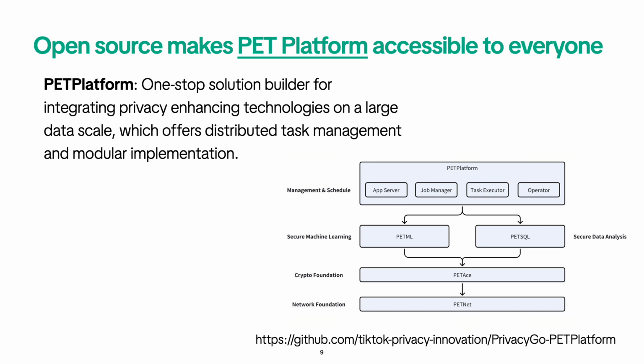The next open source project is called PET Platform, which is a one-stop solution builder for integrating privacy-enhancing technologies on large-scale datasets, and offers distributed task management and modular implementation. The whole system consists of 4 key sub-modules. First, PET Platform. PET Platform serves as the main repository of the project and is also a service for job management and scheduling. It is responsible for coordinating and overseeing the operation of the other 3 modules.